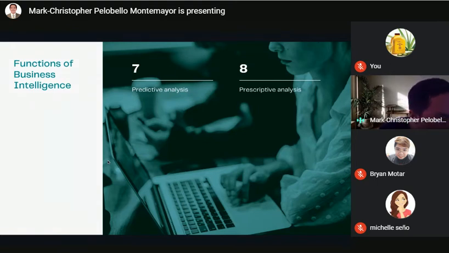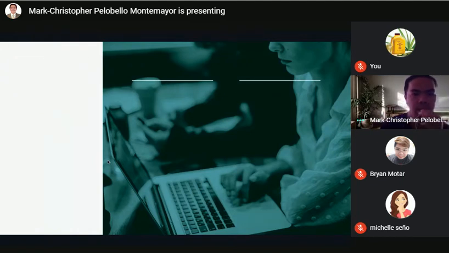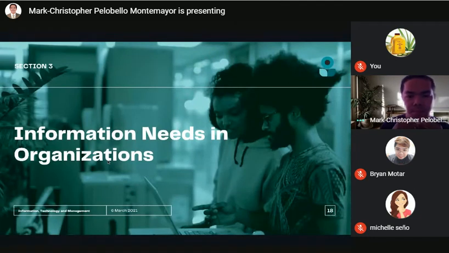And then overall, it helps our managers or heads of office arrive at a decision with the use of these tools offered by BI or business intelligence. Now we go to the third subtopic. So the third section is about information needs in organization.